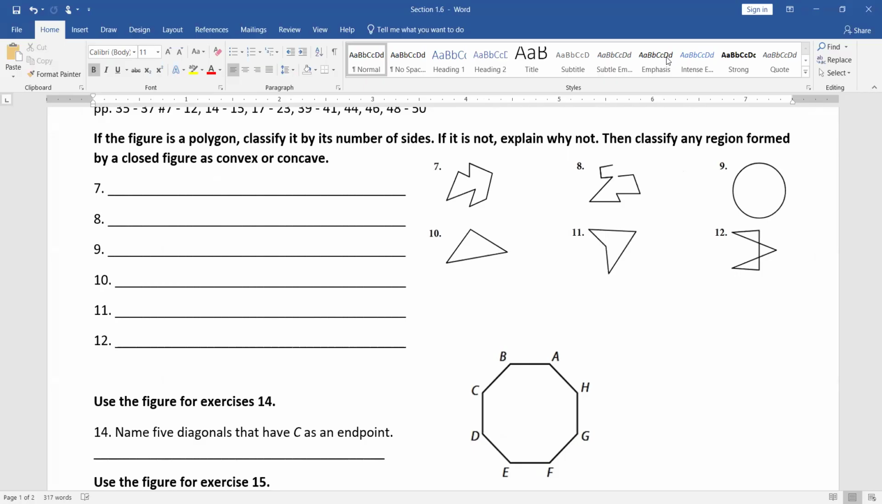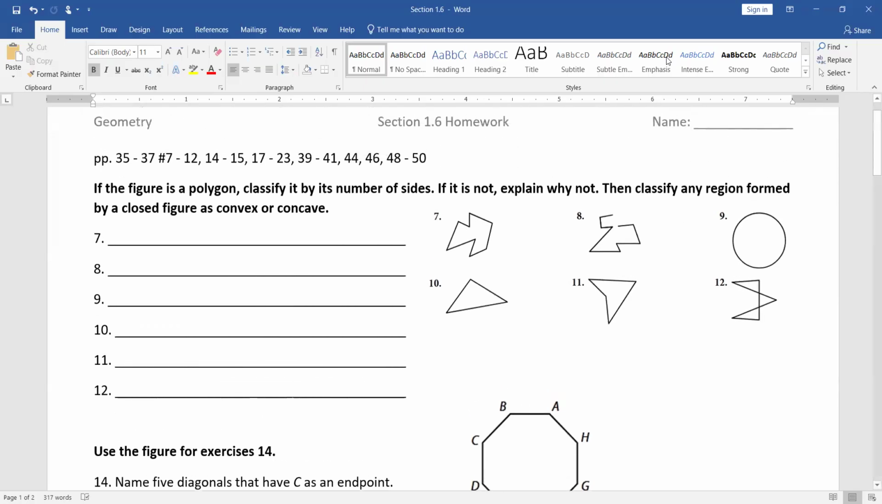All right, so the first one, you're just doing what we did in our notes earlier. If the figure is a polygon, classify it by its number of sides. If not, tell me why. Then classify any region formed by the closed figure as convex or concave. So you're going to tell me what kind of polygon it is based on its sides, and then tell me if it's convex or concave.